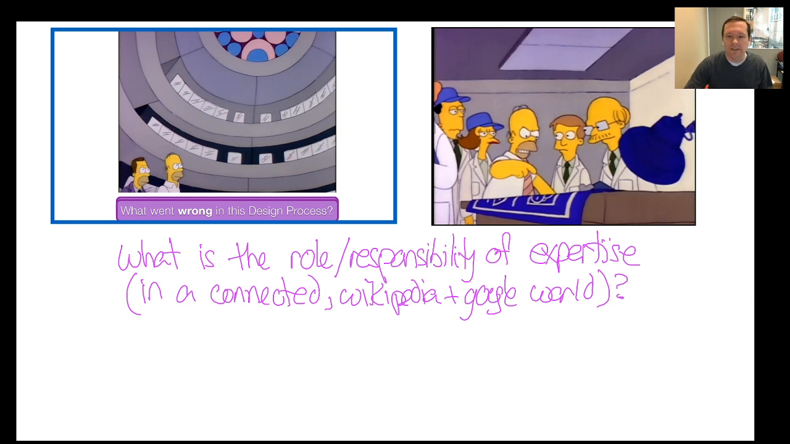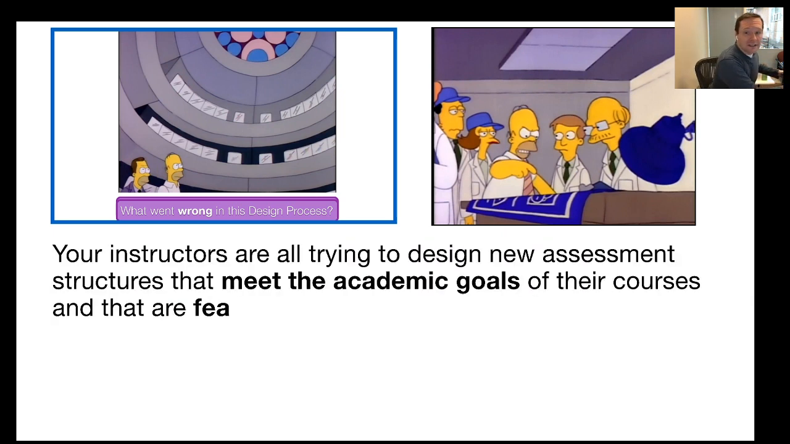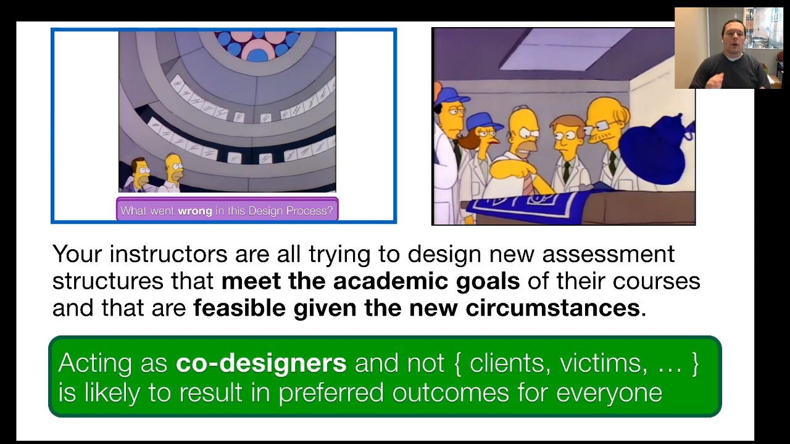Instead, we're going to move on to say, here's what's happening. All of your instructors are trying to design new assessment structures, but there's the academic goals of their courses and there's feasibility. And I've seen that come up a little bit in some of your discussions on Mattermost. So I'll put this out there. If you take on the role of co-designer, not client, not victim, not just basic stakeholder, but co-designer, that's how you're likely to get the preferred outcomes that you want.